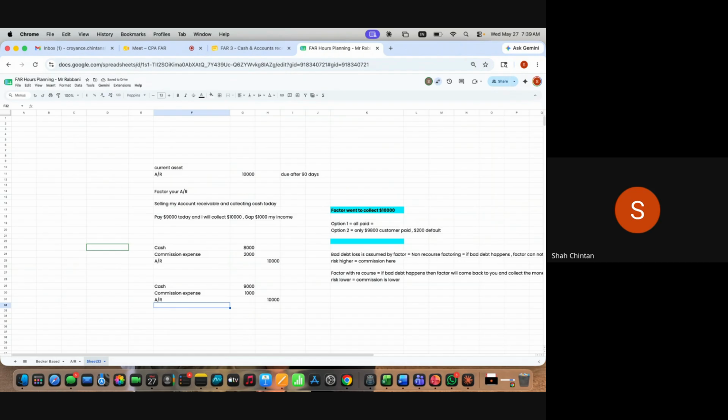नाउ फैक्टर ने क्या बोला कि ऐसा हो सकता है कि 2% of the people will not pay. So I'm going to come back to you and recollect $200 from you. So हम लोग क्या बोल रहे हैं कि we need to create a provision, which is my commission expense, or let's say which is your bad debt expense, $200 to provision for factors payable. So this is the $200 which we are estimating that certain customers out of $10,000 will not pay to the factor, and factor will come back to you and he will collect the money from you.